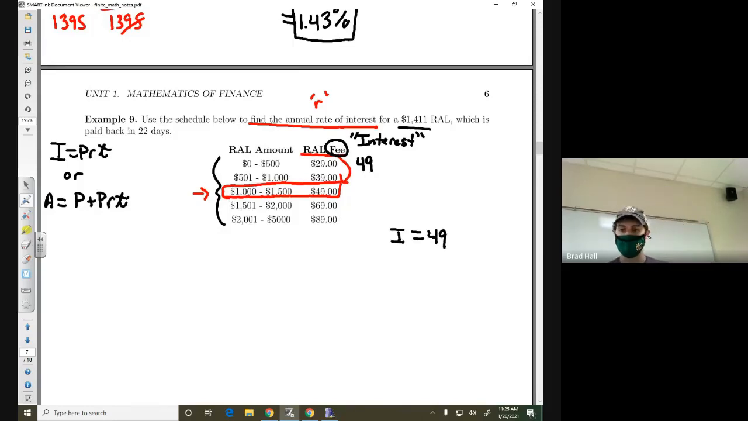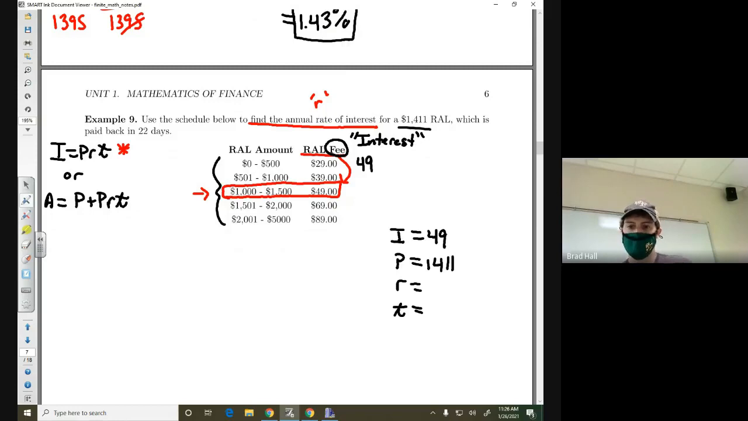So this problem's a little tricky, but seeing that keyword of fee tells us, at least, if anything, we're using the first formula, which tells us which values we should be looking for: a P, an R, and a T, in addition to the I that we were given. The P is the principal, which is, well, how much did we borrow?